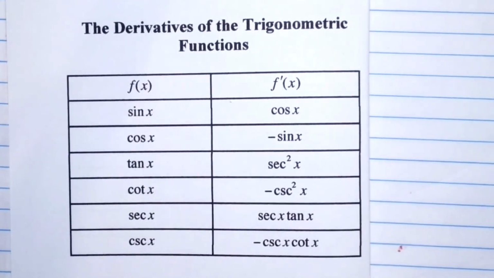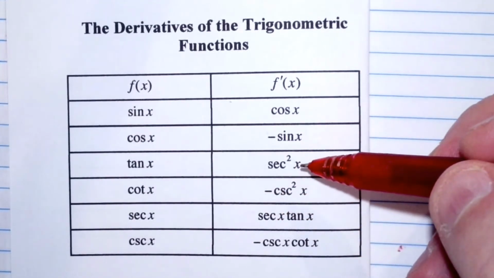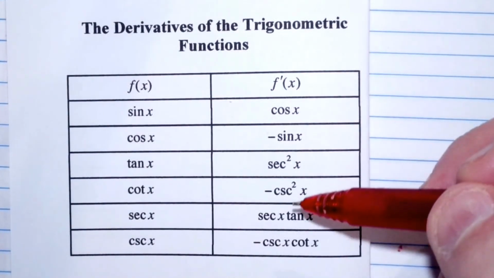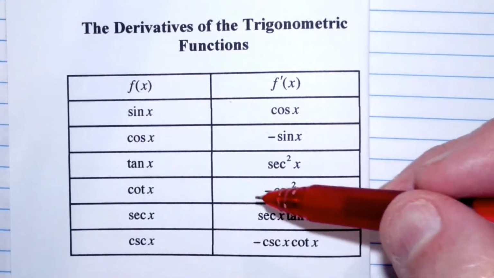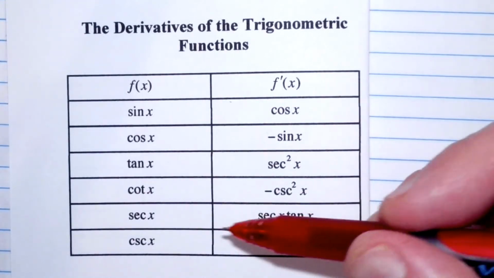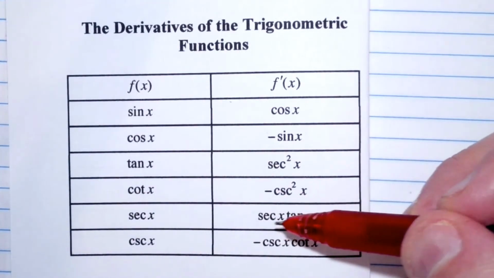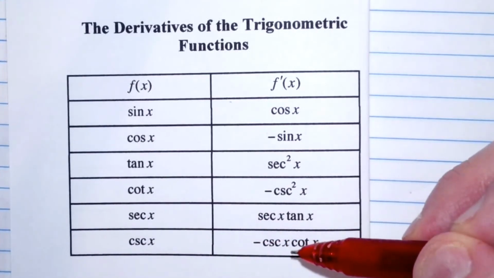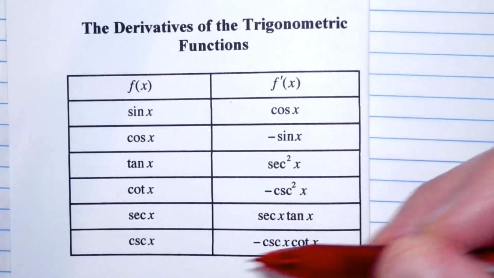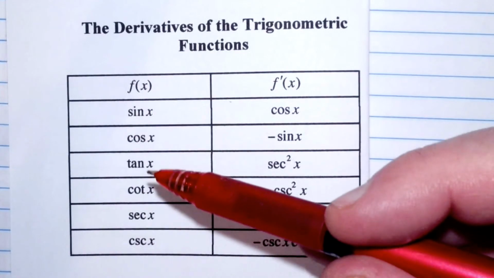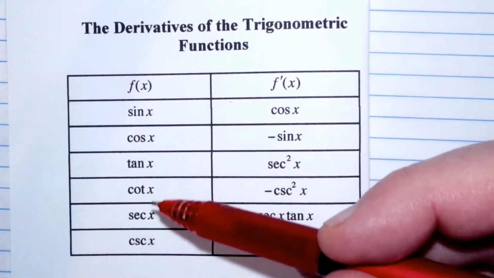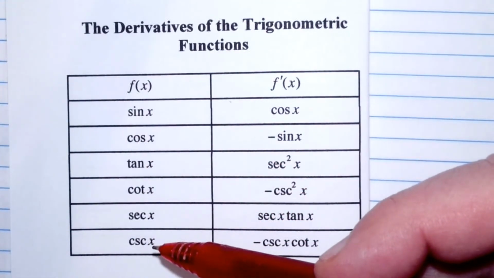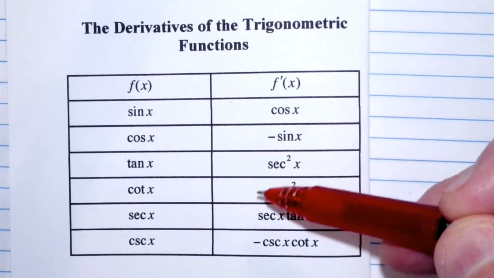I hope you see a pattern. The derivative of the tangent is the secant squared, but the derivative of the cotangent is negative cosecant squared x. The derivative of the secant is secant x tangent x, and then the derivative of the cosecant is negative cosecant x cotangent x. I always remember that the derivative of any trig function that starts with co has a negative in front.